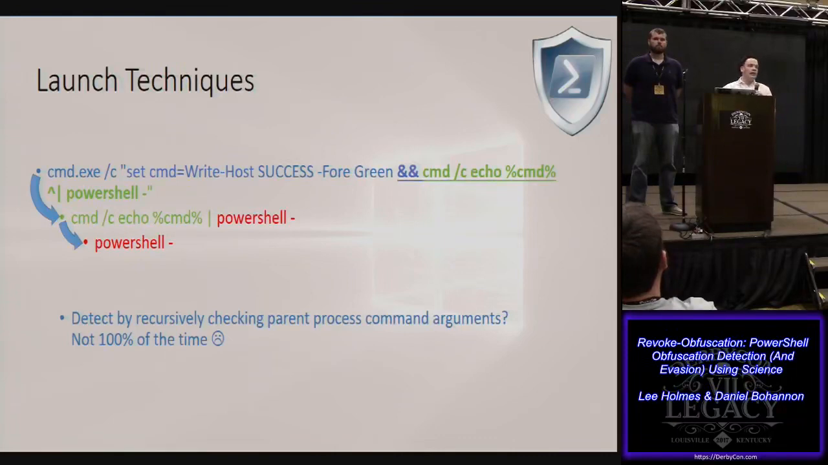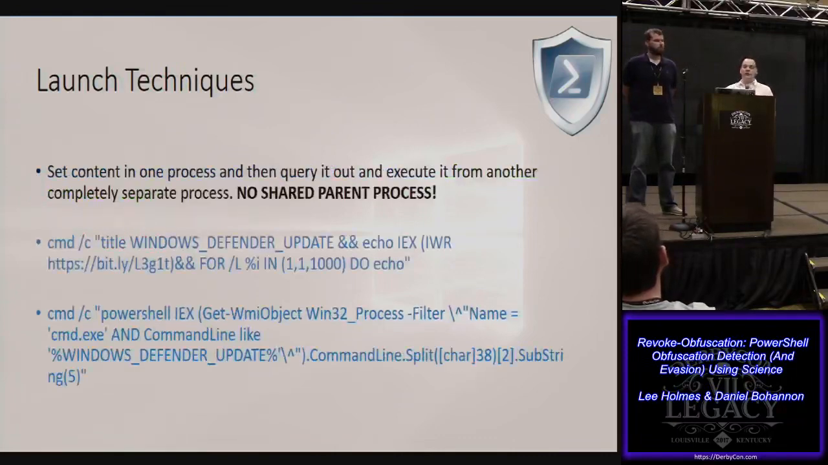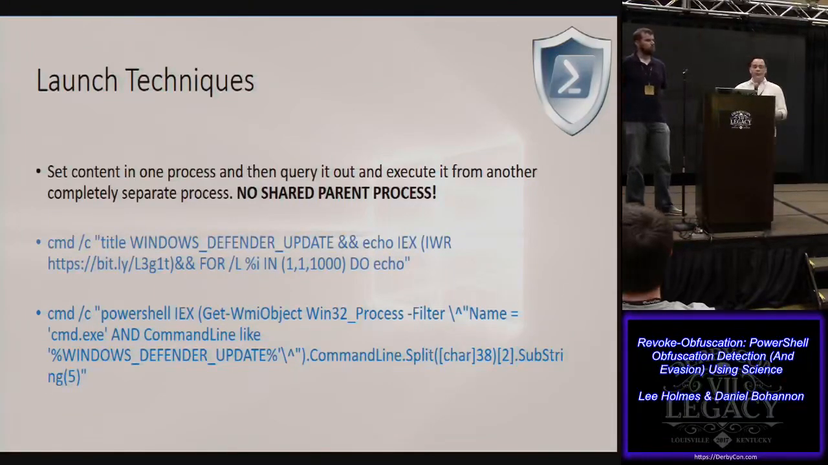But it's not good enough, because there's a lot of ways to pass things between PowerShell and CMD and the launching application in PowerShell without there being a lineage based on the process tree itself. So here's an example. Maybe you set a window title, and then you have PowerShell scraping the window title. You can dump content into files. You can dump it anywhere. You do not need to have a shared parent process tree. So that's not going to work out.